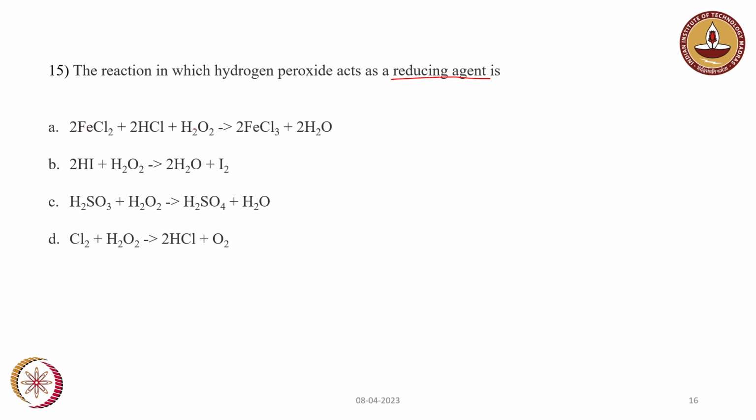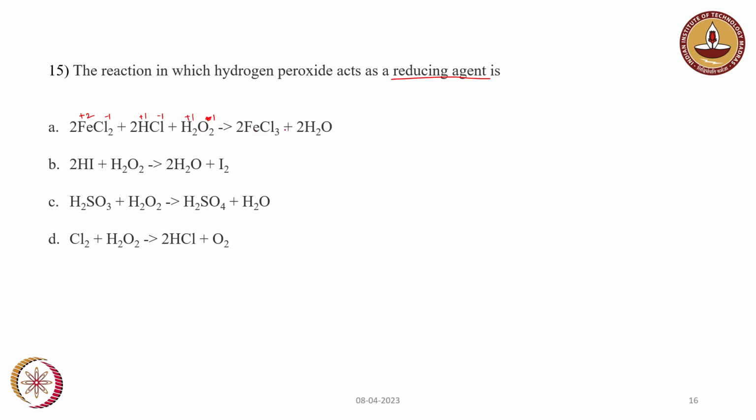So here FeCl2 plus HCl plus H2O2 giving 2 FeCl3 plus 2H2O. So here in FeCl2, iron is in +2 oxidation state because Cl is in -1. So 2 Cl is present, so it total will be 2 minus. So Fe is in +2 state. Here H is in +1 and Cl is in -1. And in H2O2, oxygen is in -1 state and H is in +1 state.